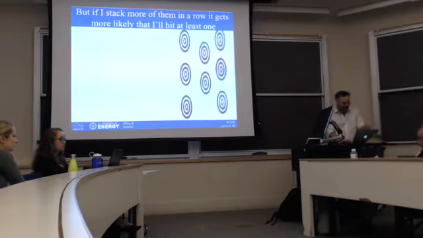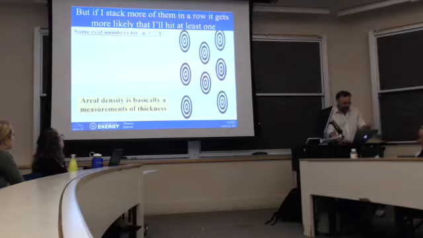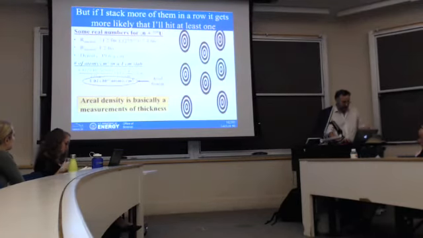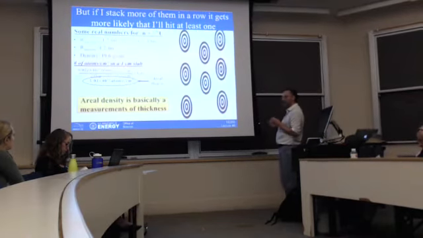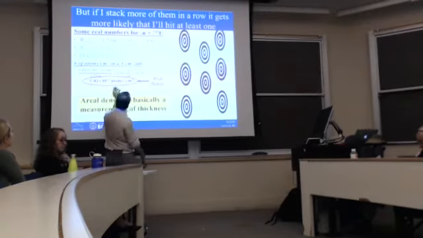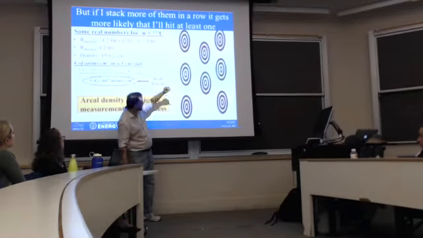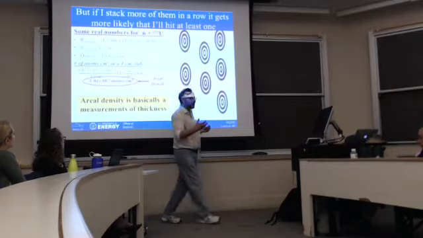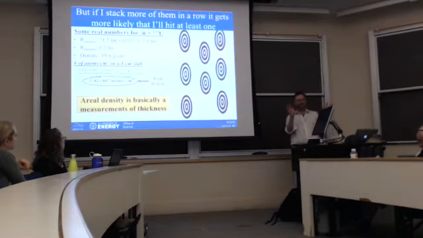It's more likely that I will hit at least one. So what we like to do is to define a quantity which we call the areal density. So what is areal density? It's the number of atoms or the number of nuclei per square centimeter. It's how many targets I have presented in front of me.